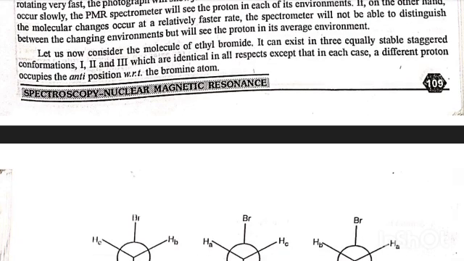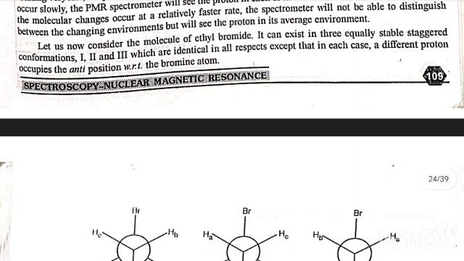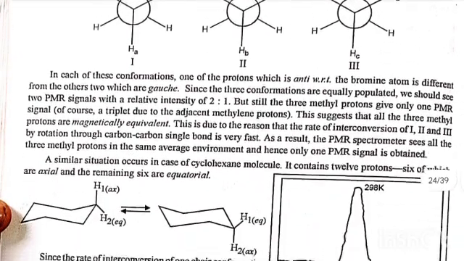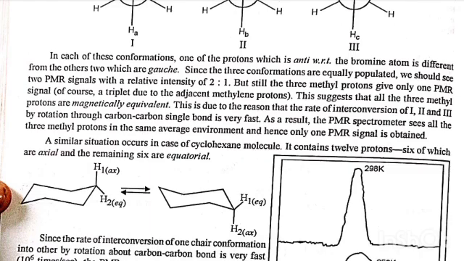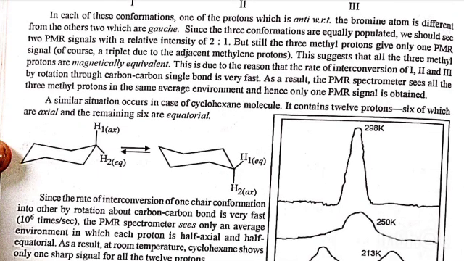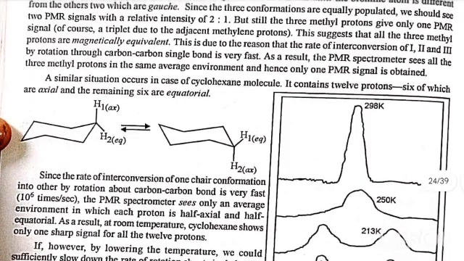Let us now consider the molecule of ethyl bromide. It can exist in three equally stable staggered conformations 1, 2 and 3, which are identical in all respects except that in each case, a different proton occupies the anti position with respect to the bromine atom. In each of these conformations, one of the protons, which is anti with respect to the bromine atom, is different from the other two, which are gauche. Since the three conformations are equally populated, we should see two PMR signals with a relative intensity of 2:1, but still the methyl protons give only one PMR signal.